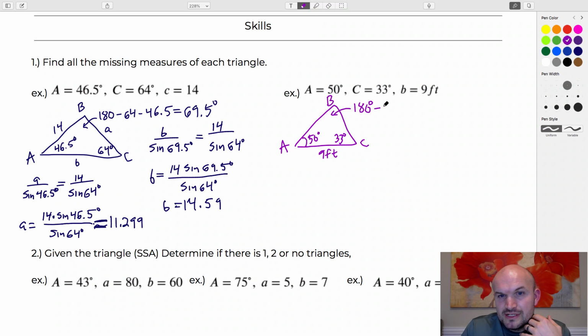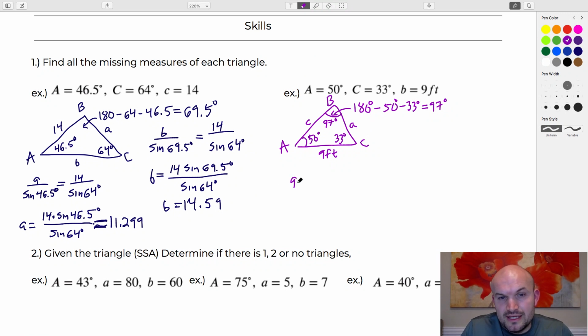Just take 180 degrees minus 50 and then minus 33. Now in this one I was typing while I was talking, and therefore we get 97 degrees. Okay, so now that we have this as 97 degrees, I'll put this in there now. Again, we can do the same thing that we did before as far as identifying our ratios. We now have one ratio, right? And we're going to need to find our other two lengths, A and C.